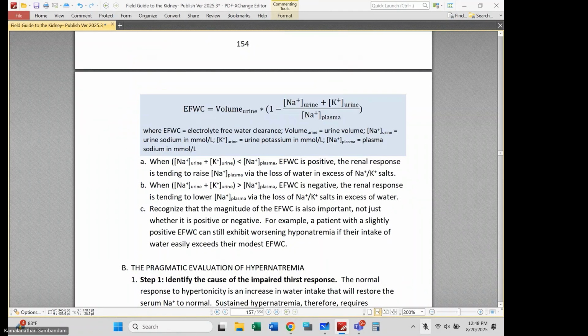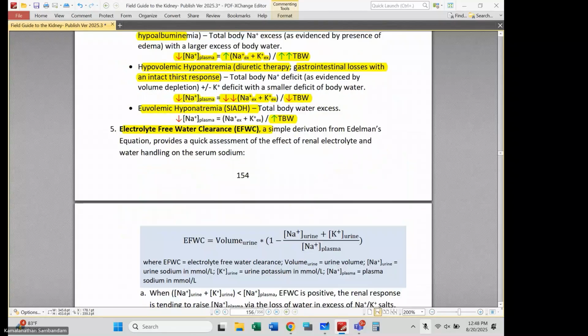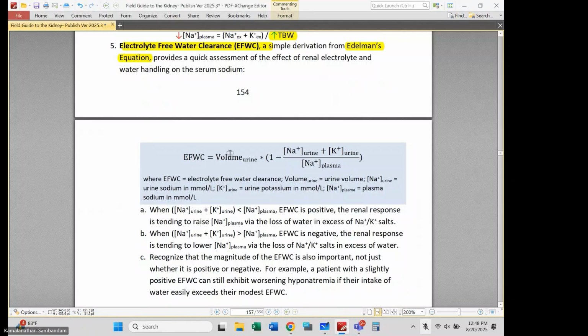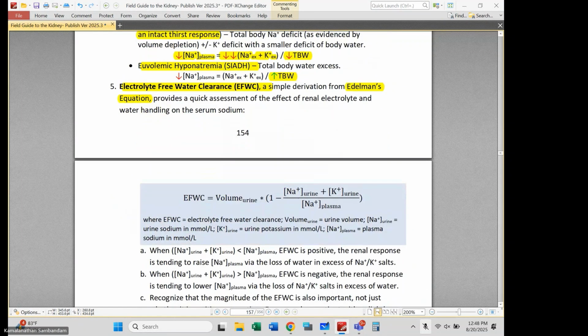Another concept we'll talk about, electrolyte-free water clearance. Okay. This is a formula that is a simple derivation from Edelman's equation. You can see that it has essentially many of the same terms. And so the electrolyte-free water clearance mathematically tells you, you tell me how much of your urine is simply free water. That's essentially what it's saying.